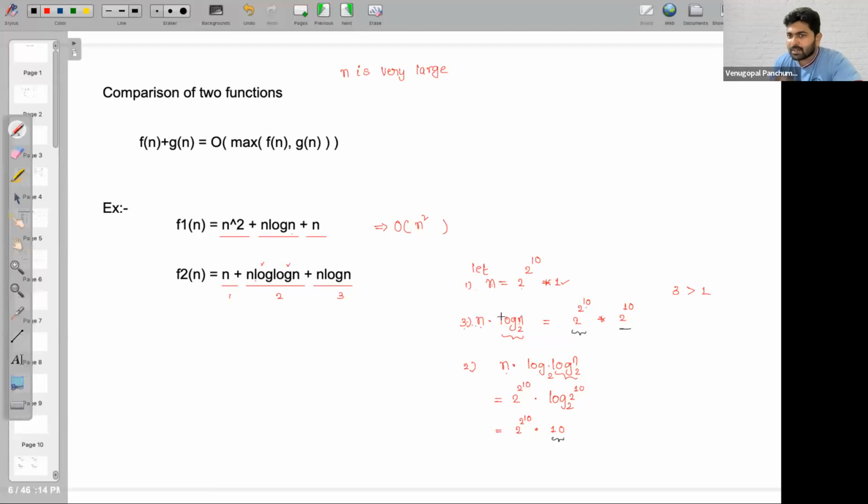I think what is the mistake that you are doing? If you have 2 logs, it doesn't mean that this is bigger, friends. One time you apply log, and if you apply the log one more time, that value decreases by a lot. Okay? So blindly don't say that 2 logs are there, therefore this is bigger. No, that is not correct.